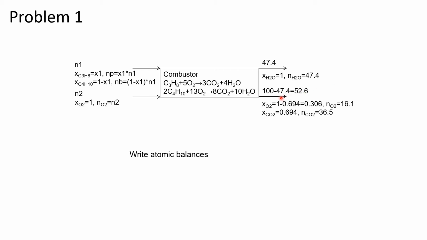The dry gas stream is going to be what's left over when we take away the water. So we assume the basis of 100 for the wet in total. We subtract off the water, 47.4, we end up with 52.6. That's the flow rate of the dry gas.